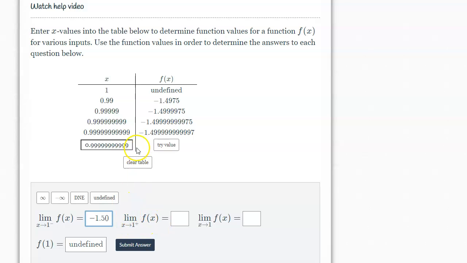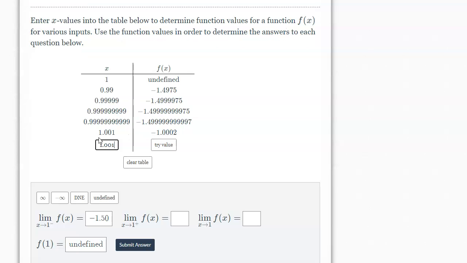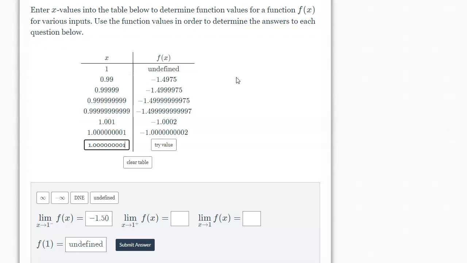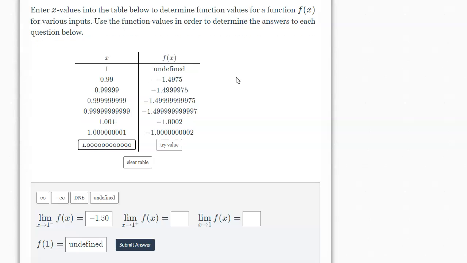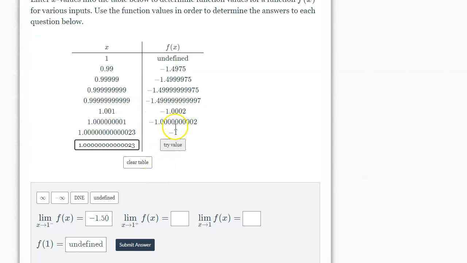All right, then we want to approach 1 from the right. So now we're going to go back inside the box. You can delete anything that's there. Let's do 1.001. That is obviously just to the right of 1. And we get negative 1.002. Then again, just get closer. Type in some more zeros and get closer, and then some more zeros and get closer. You can even type in a 2 or 3. It doesn't matter what you type in. But at this point, they're saying, hey, you're getting really, really close to negative 1. So from the right-hand side, we're getting closer to negative 1. So we type that in there.